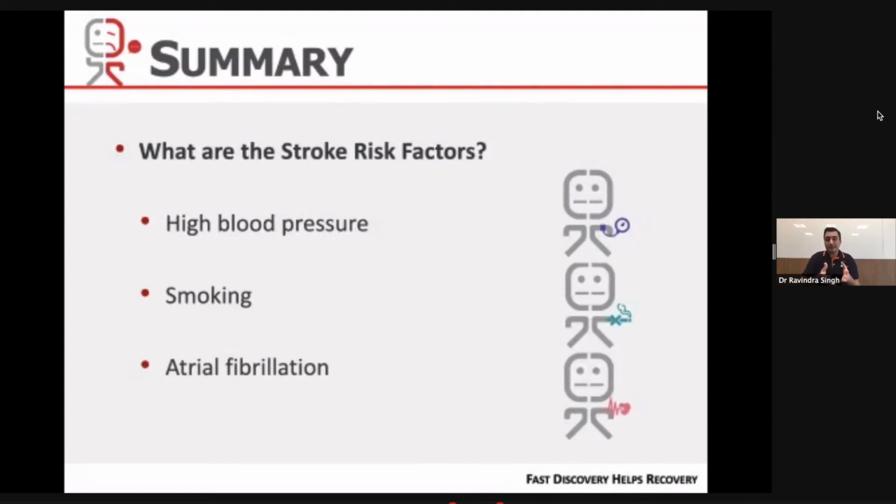What are the stroke risk factors? I've explained a lot of risk factors. The important ones which I want to emphasize today are high blood pressure, smoking, and atrial fibrillation, which is the irregular heart rhythm.